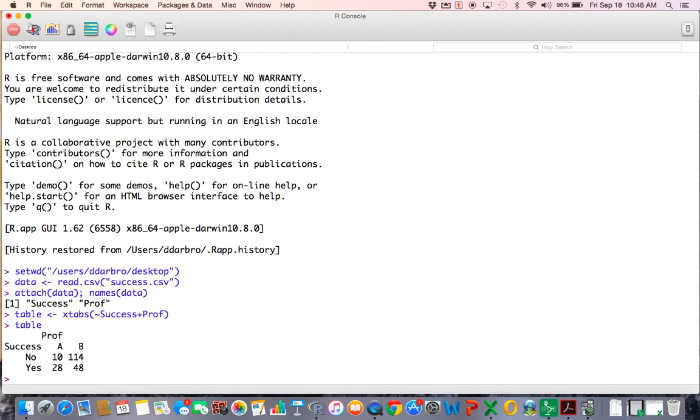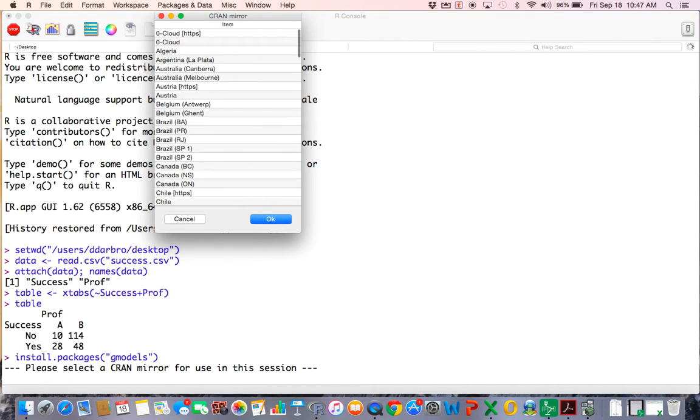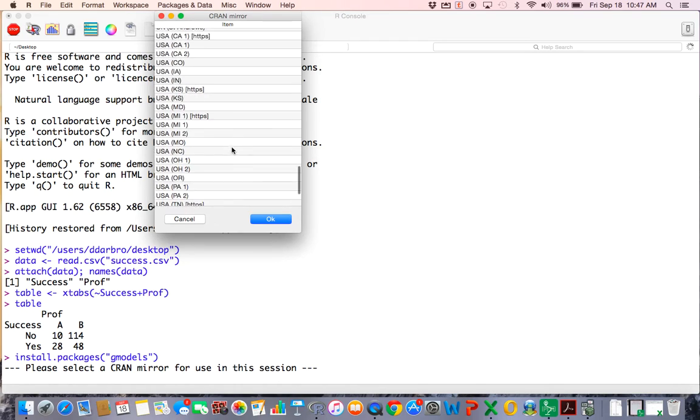Now, let's go ahead and set up the chi-square. The first thing we have to do is use a command called CrossTable, and we have to get a package installed before we can do that. So I'm going to go to install packages, and we need gmodels installed before we can do what I need to do. So guys, always go to USA, California 2.